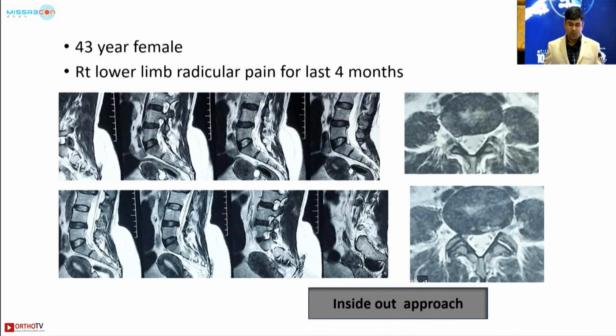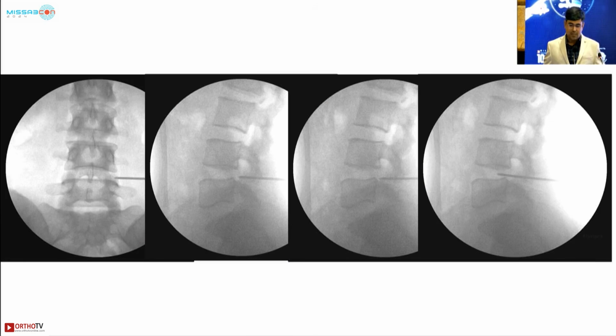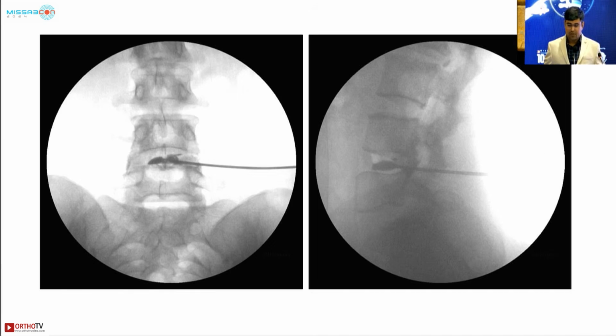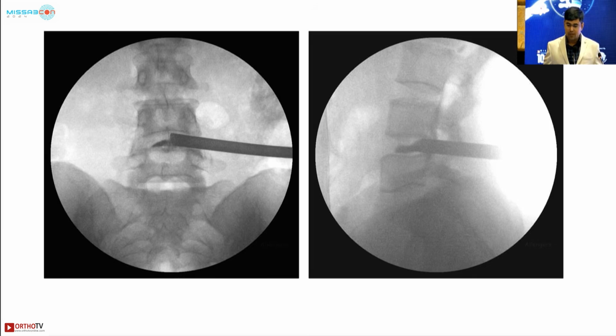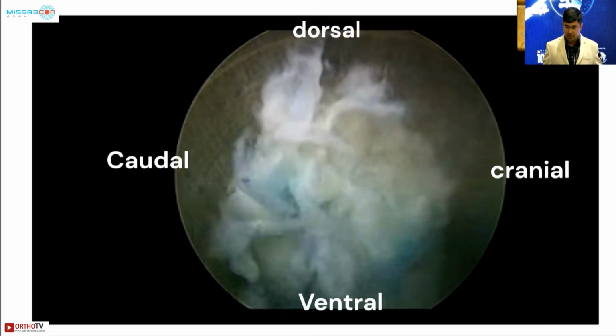Let me give this example of a 43-year-old female with right-sided symptoms. She was having a small disc. I thought I could easily do the lateral recess decompression by the inside out approach. This is the initial placement of the needle. I went ahead to the discography and then placement of the cannula, and this is what I did.